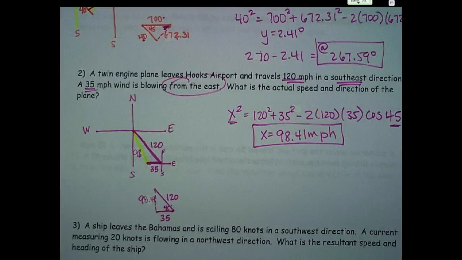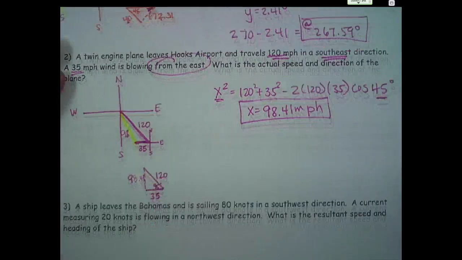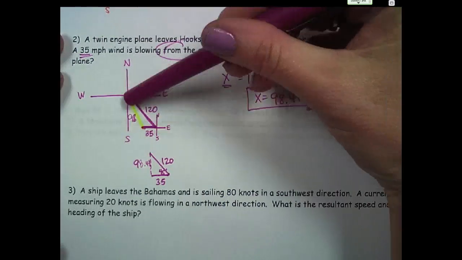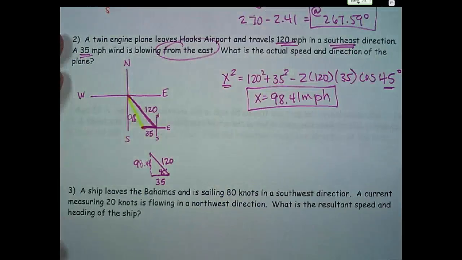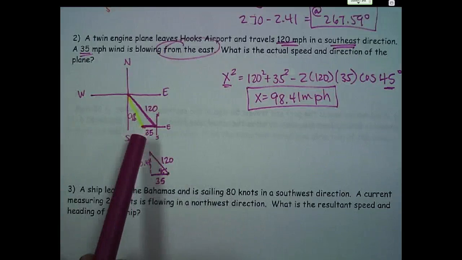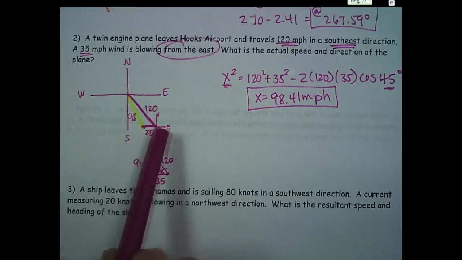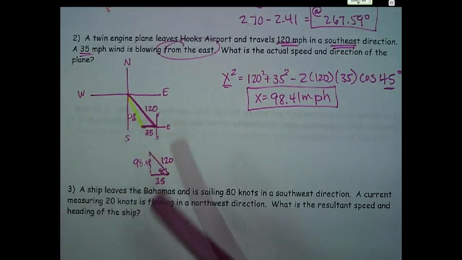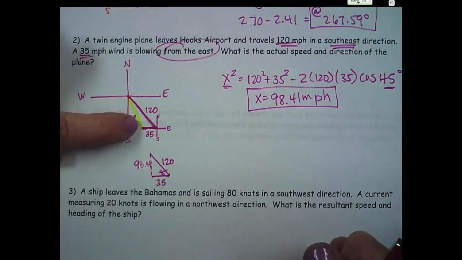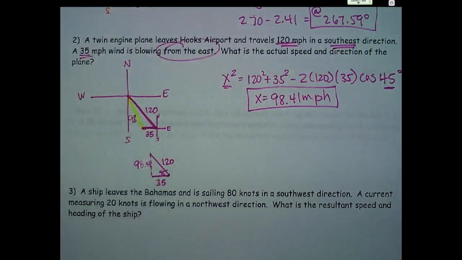Okay, so if you remember before, we had an airplane on number 2 that was leaving the airport, and it was represented by this line that is 120. We have wind that was coming from the southeast direction, I think. So it represented 35, which moved the airplane. So the airplane is now this yellow line, 98. And by doing that, every time we formed a triangle.